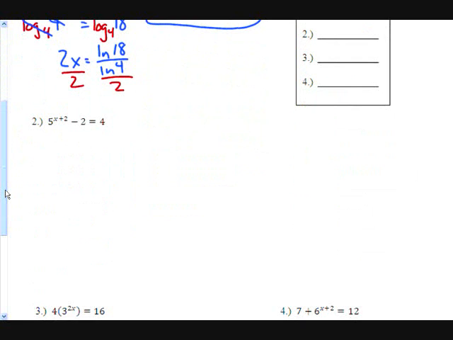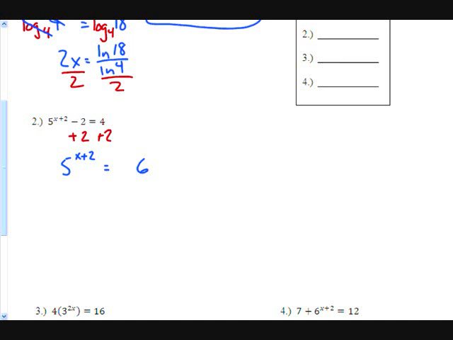For this one, again, the exponential part of the equation is not by itself. The exponential part is this guy. That's the thing being raised to a power. So the thing that does not belong is that minus 2. So the first thing I have to do is isolate. So to isolate, I'm going to add 2 to each side. I'm going to get rid of that thing. So I add 2 to each side, so now I'm going to have 5 raised to the x plus 2 equals 6.